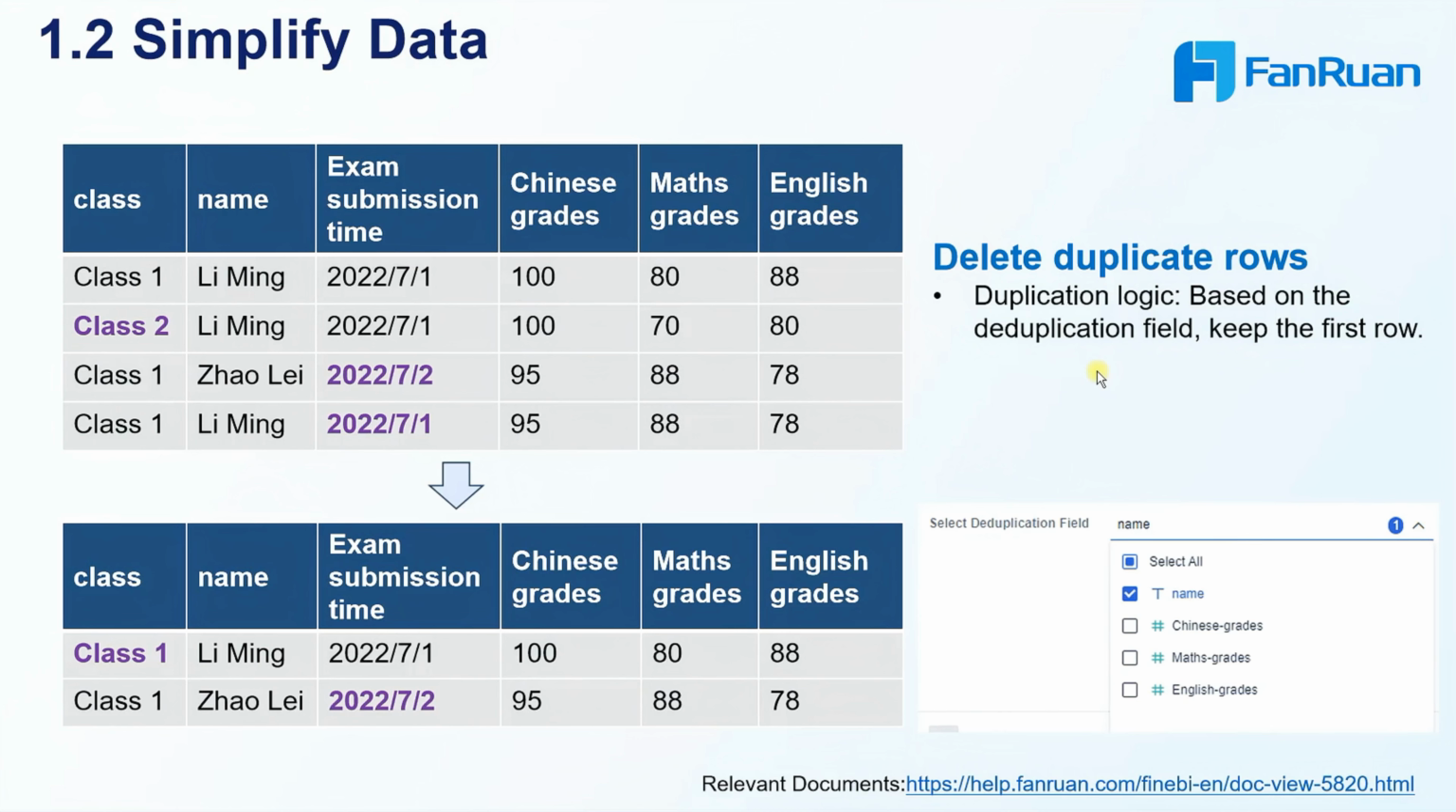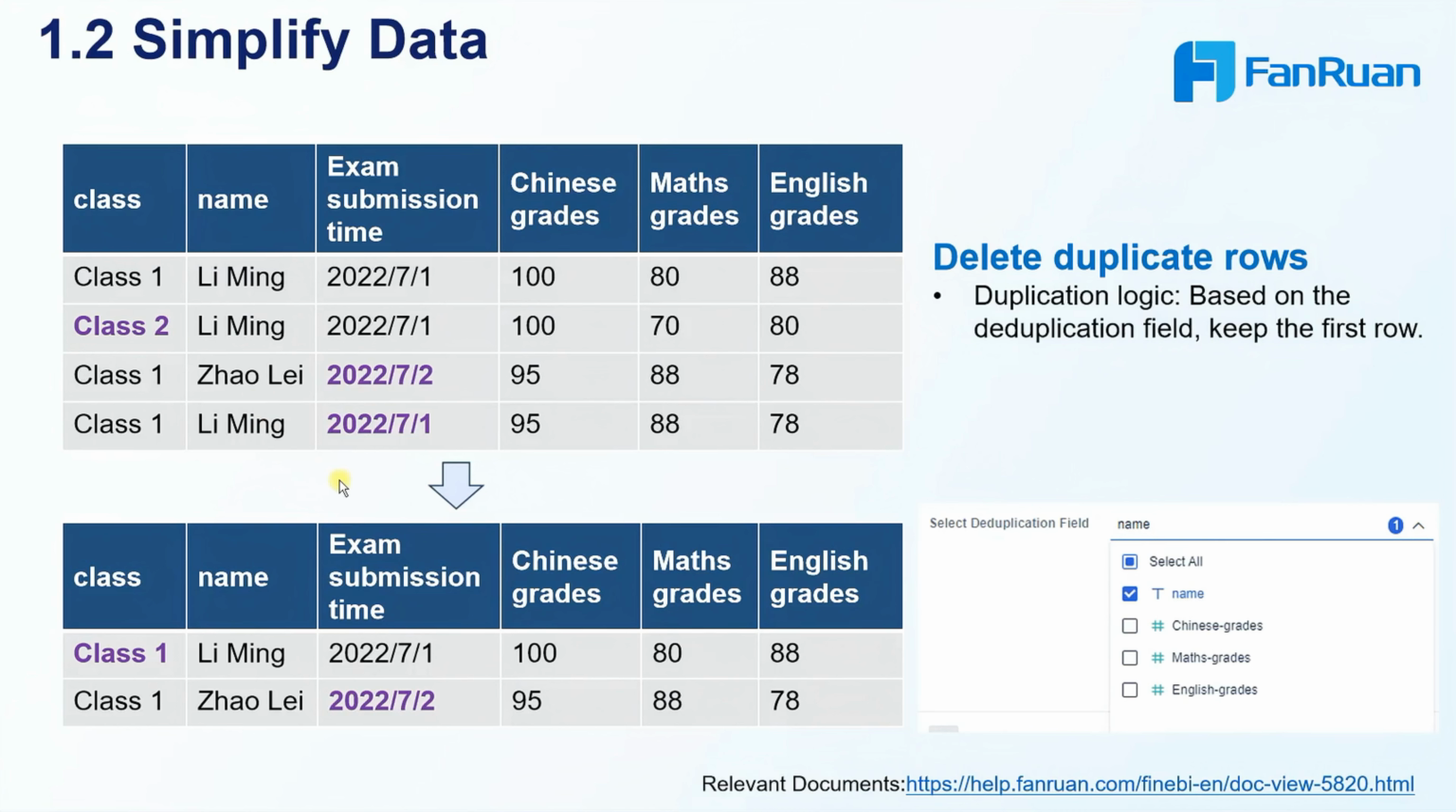What does this mean? Let's take a look at an example. Suppose I only select name as the deduplication field. If there are two rows with the name Li Ming, we retain the first one by default. If there are two rows with Zhao Lei on July 2nd, we also retain the first one. The row that appears first in the preview is the one that will be retained. You should verify whether this retention meets your requirements.